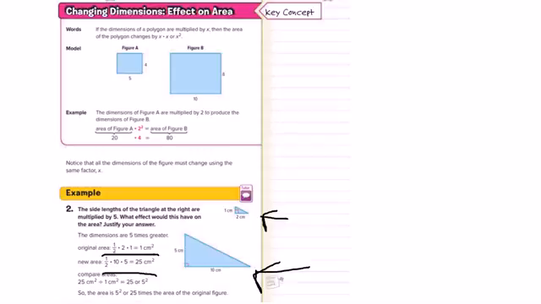Now that I found the area of both of my figures, I can compare these by dividing. So take the new one and divide it by the original, 25 square centimeters divided by 1 square centimeter, and it will be 25, or 5 squared. So the area is 5 squared, or 25 times the area of the original figure.